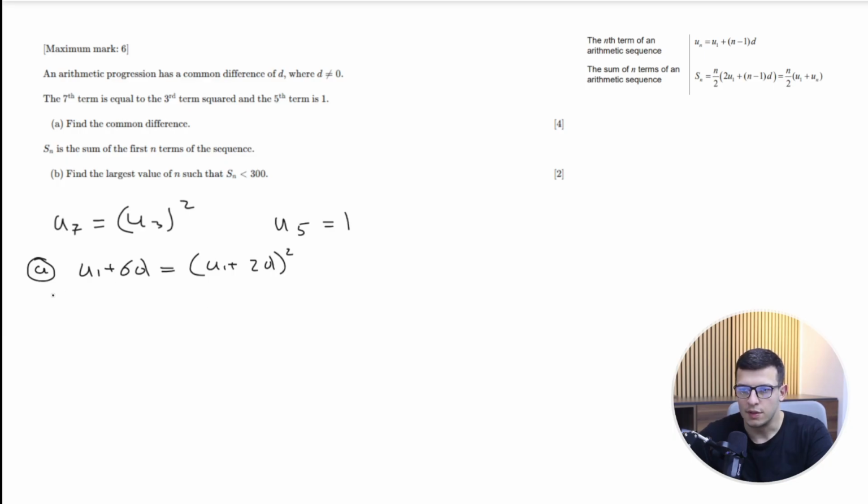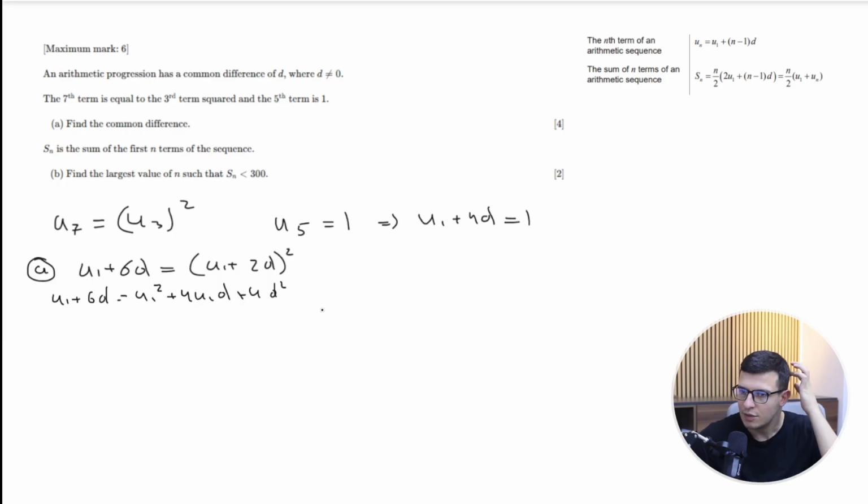Cool. Now let's simplify. U1 plus 6D is equal to U1 squared plus 4U1D, and what else? Plus 4D squared. Okay, let's move things around and see what we have. Or maybe we can try something else. I don't know. So let's try this one. U5 is U1 plus 4D, I'm just writing that in case we might need it.